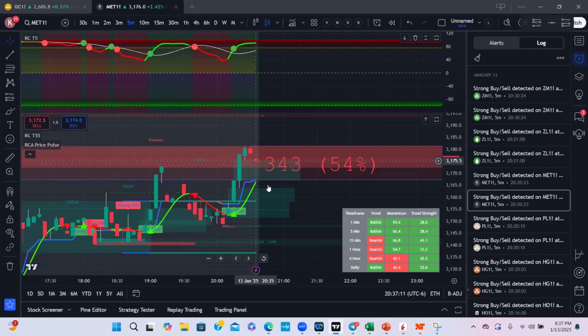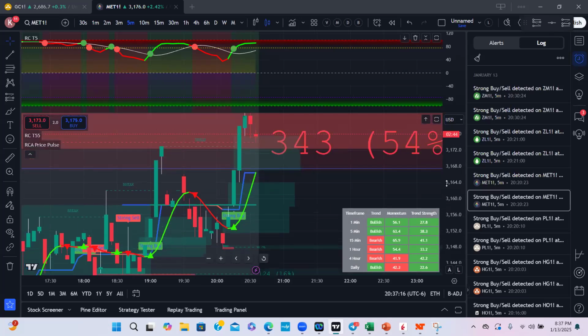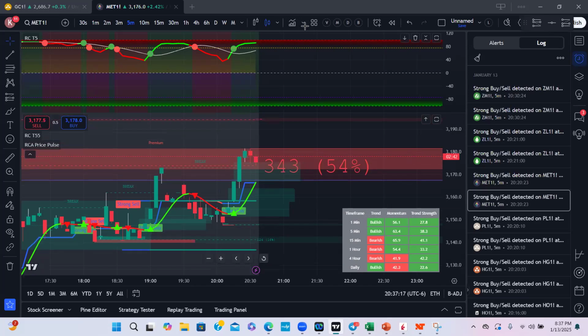We see a drop on Ethereum. Yeah, you can log off and log in, and then you can add the DeFi indicator.